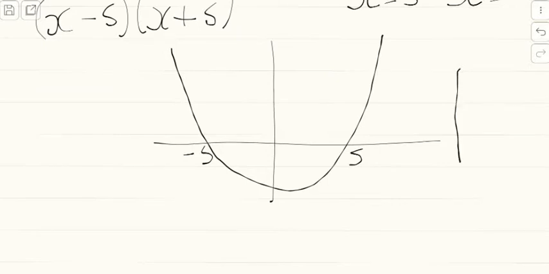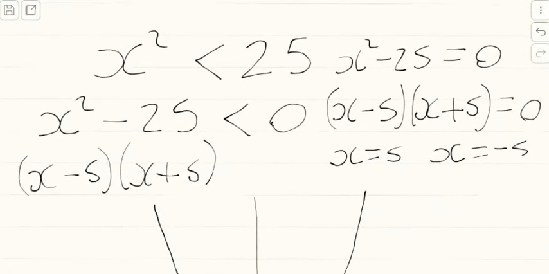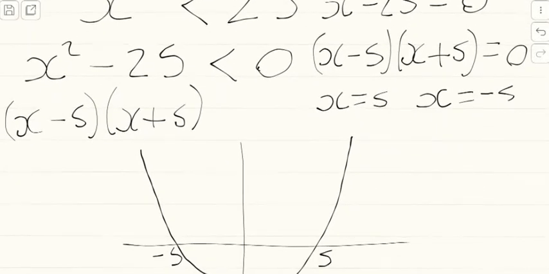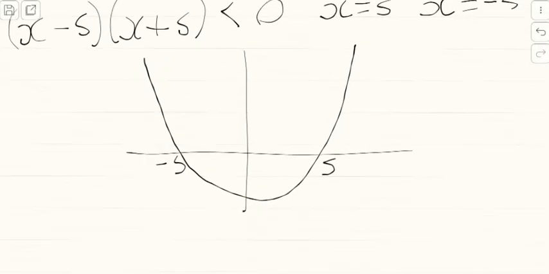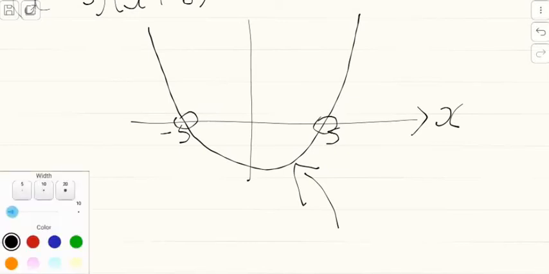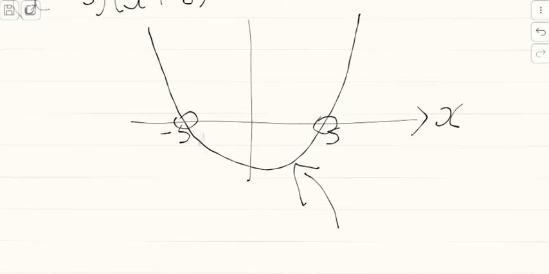Okay, now remember, in terms of the curve, we were interested in x squared minus 25 being less than 0, and we have this factorization being less than 0. So we want the region which lies below the x-axis. So between here and here, so everything in between. Let me just make that clear with a different color. So this is the bit that we want.